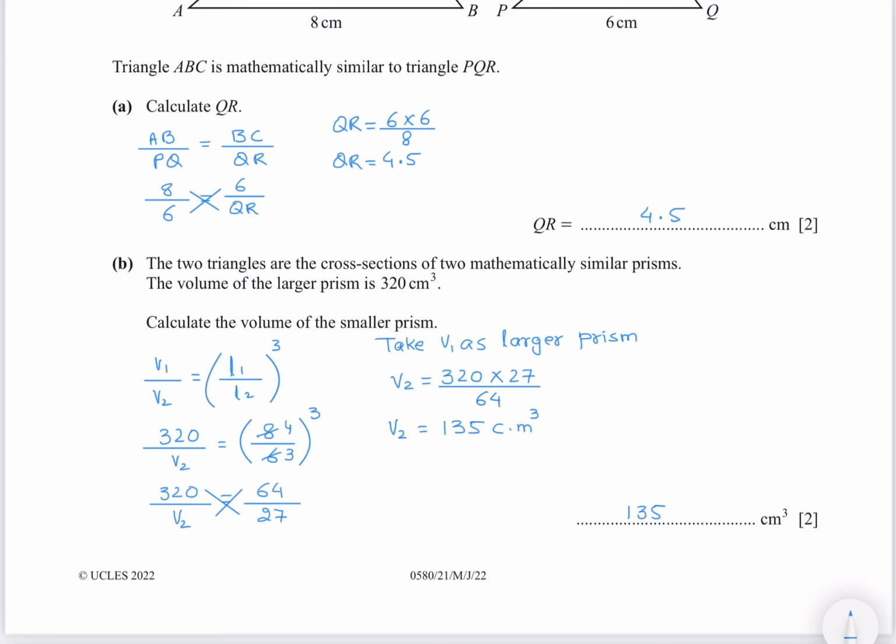and it is equal to L1, taken from the larger prism; any side you can pick. If I pick 8 centimeters, the corresponding side in the smaller prism is 6. Simplify it, which is (4 over 3) whole cube. So 320 over V2 is equal to the cube of 4, which is 64, over the cube of 3, which is 27. Now cross multiply, and you can find the value of V2, which is 135 cubic centimeters.